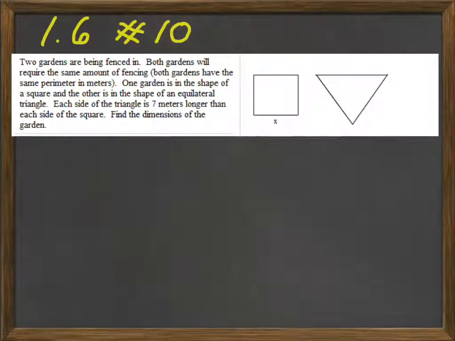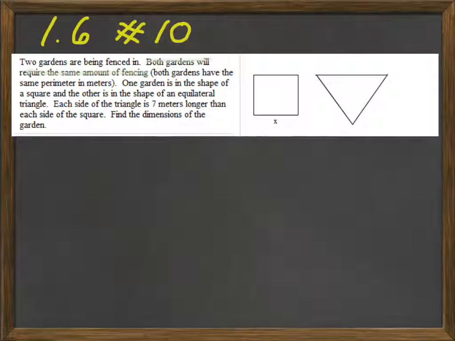Section 1.6 number 10 seems to be giving some folks some trouble. One thing I noticed as I read through it is it talks about two gardens, and both gardens will have the same amount of fencing. That is, both gardens will have the same perimeter. The difference is that one garden is in the shape of a square and the other is in the shape of a triangle.